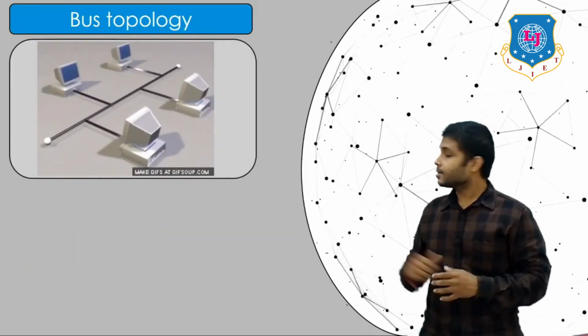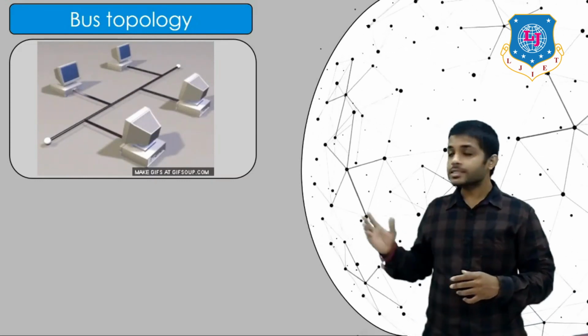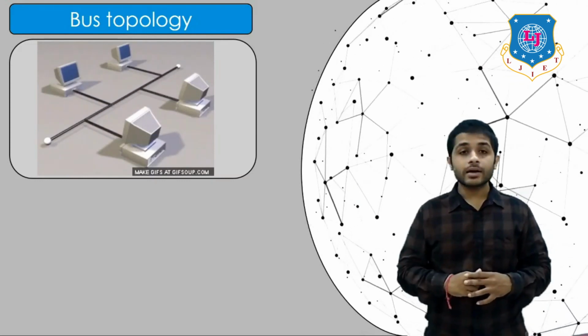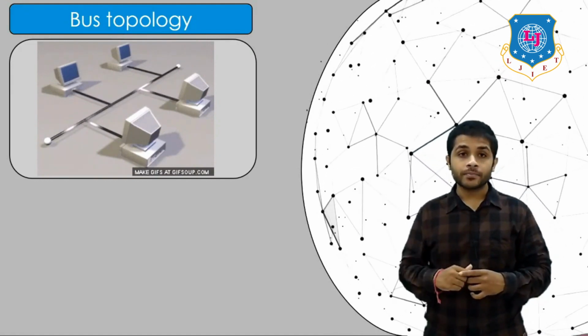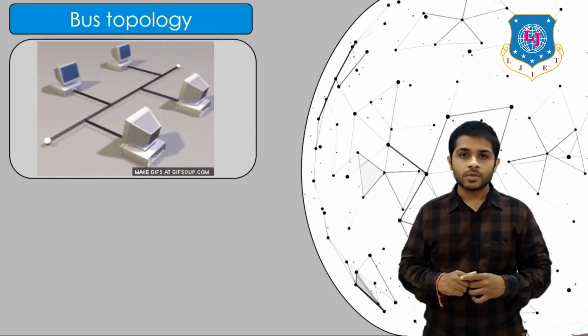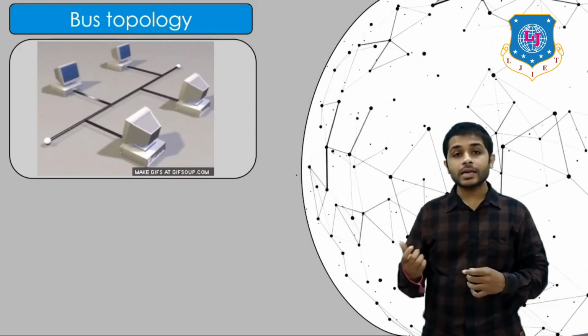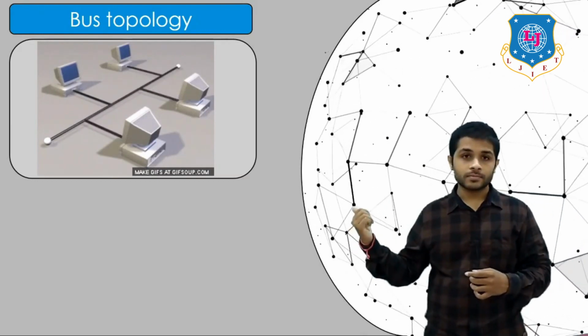As you can see, this is the example of bus topology. You can see these four computers are connected via a cable, and this cable is called backbone cable. So in the bus topology, n number of devices can be connected to the single cable.